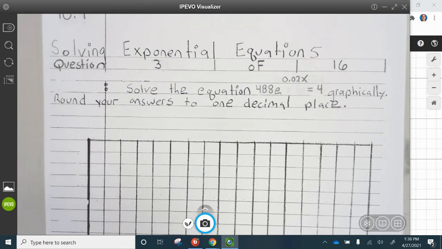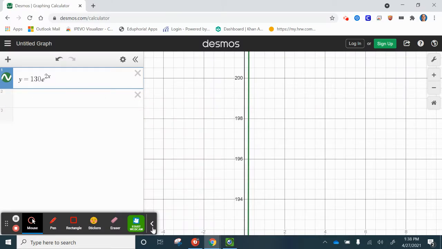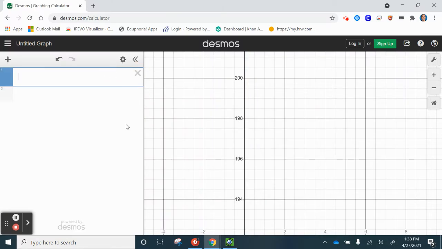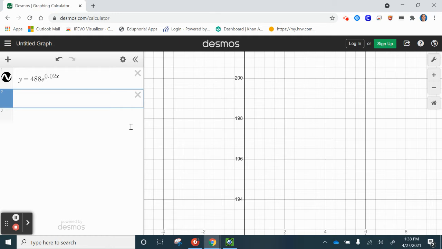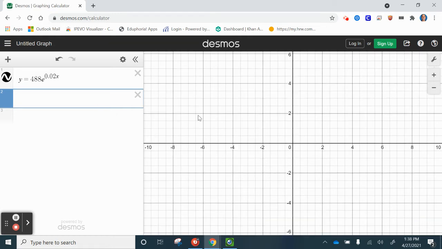Question 3 of 16. Solve the equation 488e to the 0.02x equals 4 graphically. Round your answer to one decimal place. Again, we're going to go to Desmos. Let's exit out of this and this, and we're going to graph y equals 488e to the 0.02x. Press enter. Before I go to the next, I'm going to press the home key, so we're back to the standard graph window, and y equals 4.